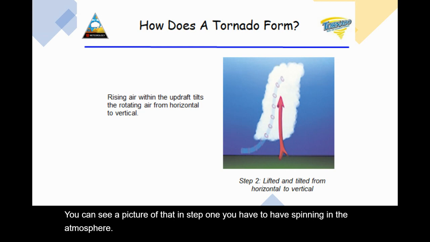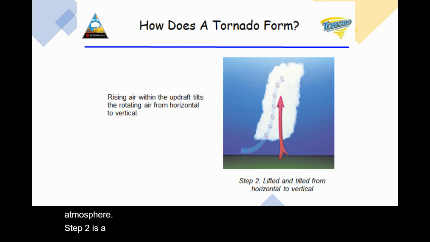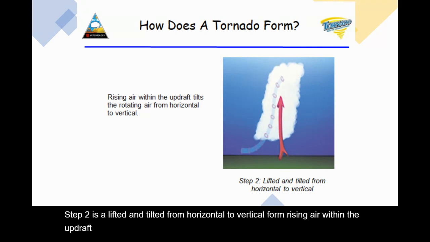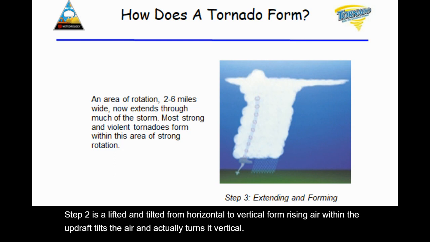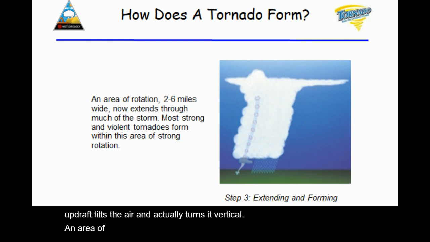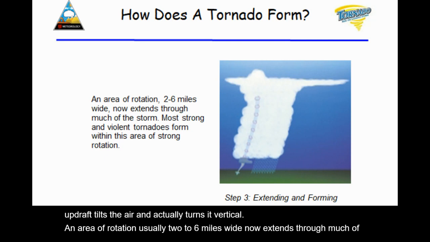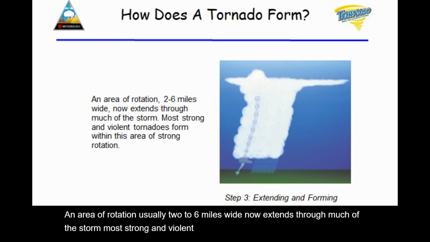Step 2 is a lifted and tilted from horizontal to vertical form. Rising air within the updraft tilts the air and actually turns it vertical. An area of rotation, usually 2 to 6 miles wide, now extends through much of the storm. Most strong and violent tornadoes form within this area of strong rotation.